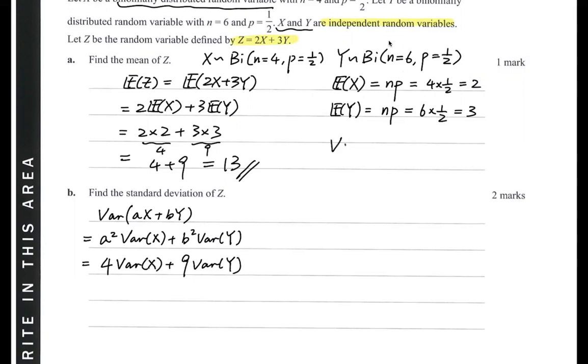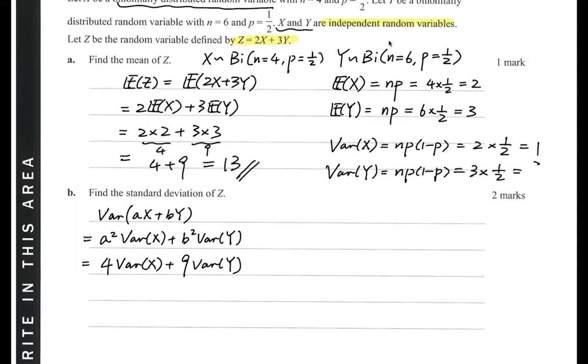For binomial distributions, the variance is given by np times 1 minus p, so it's 2 times half, which is 1. Variance of y is np(1 minus p), so it's 3 times half, which equals 3 on 2. And therefore, it will give you 4 times 1 plus 9 times 3 over 2. So it's 4 plus 27 over 2.